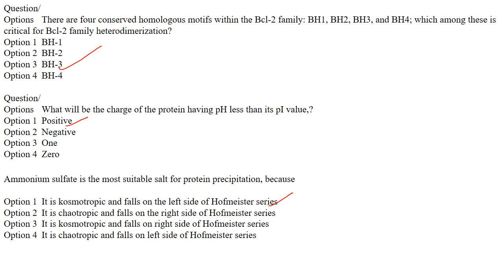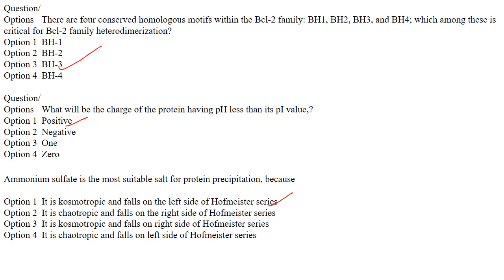So when pH is less than Pi, there is an excess amount of H positive ions in the solution. The excess H positive is attracted to the negatively charged carboxylate ion, resulting in its protonation. The carboxylate ion is protonated, making it neutral, leaving only a positive charge on the amide group. So pH less than Pi means the protein will be having positive charge.